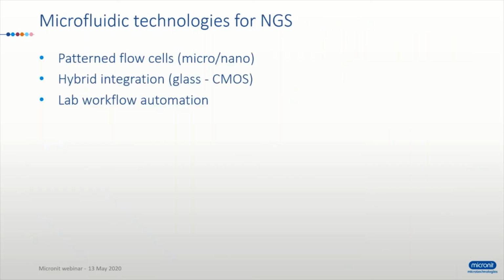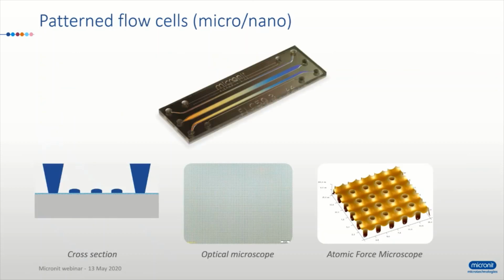Very quickly, going through some of the technologies for NGS that we use. I have one slide for each technology before I close this part of the webinar: patterned flow cells, mentioned before, hybrid integration, and lab workflow automation. For patterned flow cells, we make use of a combination of glass and silicon technology, where, for example, microstructuring of the bottom part can be combined with an optical lid at the top part, as you can see in the example flow cell presented here.